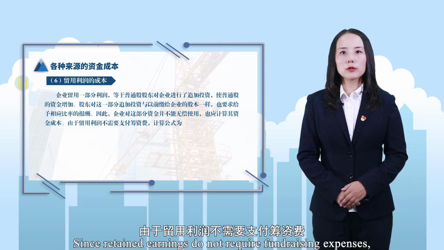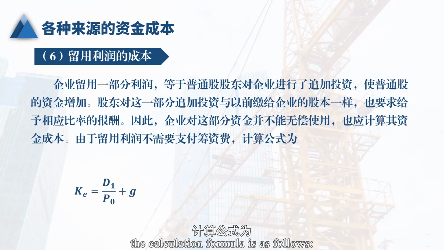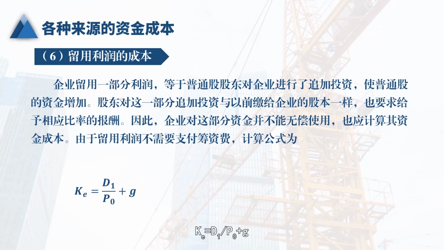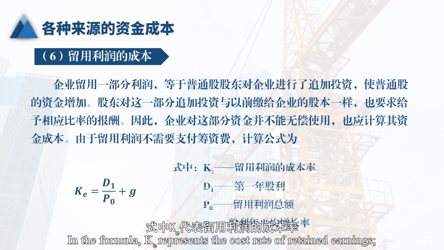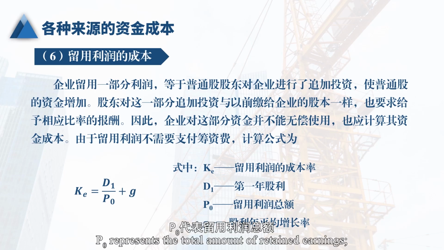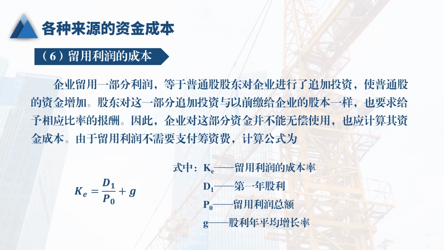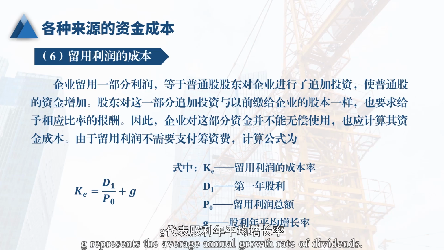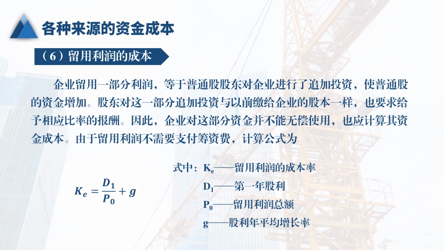Since retained earnings do not require fundraising expenses, the calculation formula is as follows. K_E = D_1 / P_0 + G. In the formula, K_E represents the cost rate of retained earnings. D_1 represents the first year dividend. P_0 represents the total amount of retained earnings. G represents the average annual growth rate of dividends.